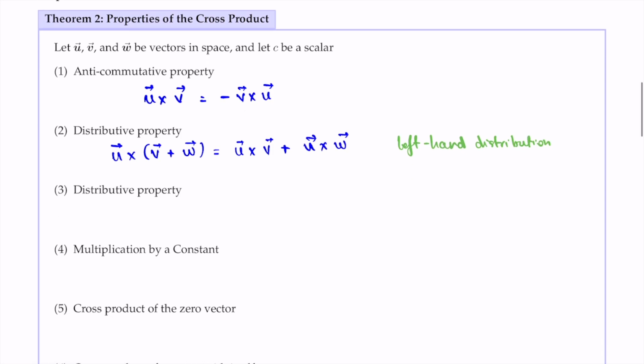Now, the second distributive property is when you have u on the right side of the cross product. That is, v plus w crossed with u is equal to v crossed with u plus w crossed with u. And again, u in this case is on the right hand side of the cross product, therefore I call this the right hand distribution.